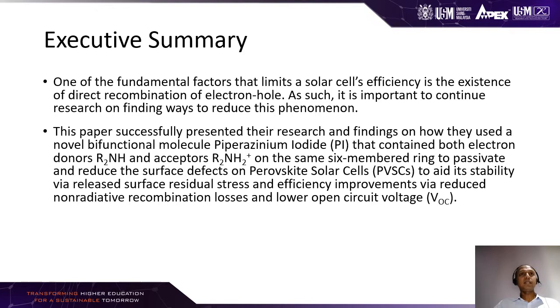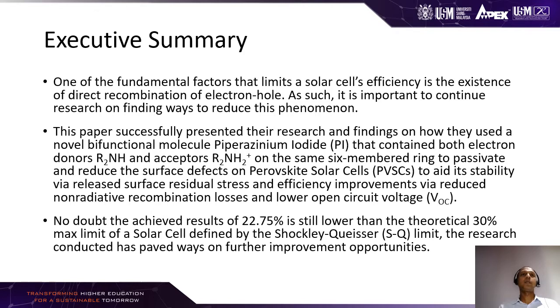This paper successfully presented their research and findings on how they use a novel bifunctional molecule, piperazinium iodide, that contains both electron donors R2NH and acceptors R2NH2+ on the same six-membered ring to passivate and reduce the surface defects on perovskite solar cells, basically to aid its stability via released surface residual stress and efficiency improvements via reduced non-radiative recombination losses and lower open circuit voltage.